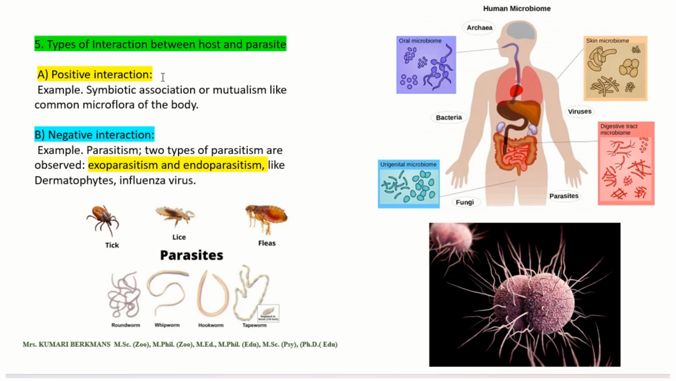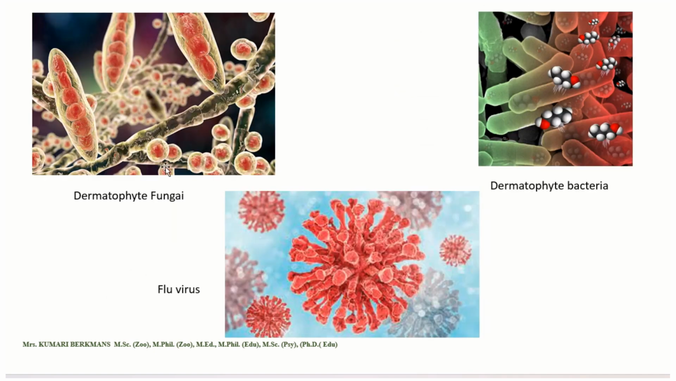So there are two types of interaction. One is positive and another is negative. Positive means useful microorganisms present in the human body. Negative means harmful organisms present in and out of the human body, not only in humans but in all other organisms also. What you are seeing here is dermatophyte fungi. And this is the flu virus, a pathogen. And this is dermatophyte bacteria. They cause disease on the skin.